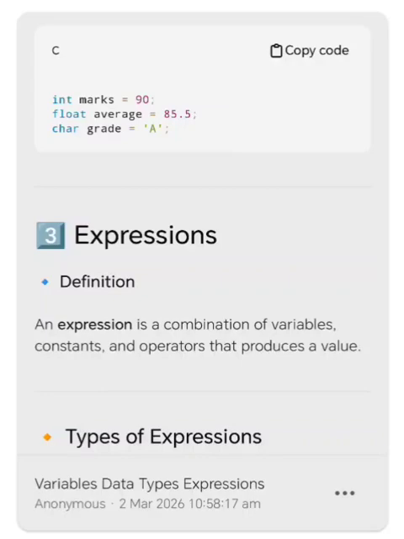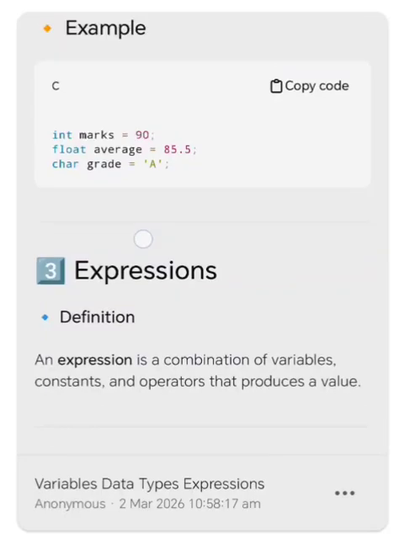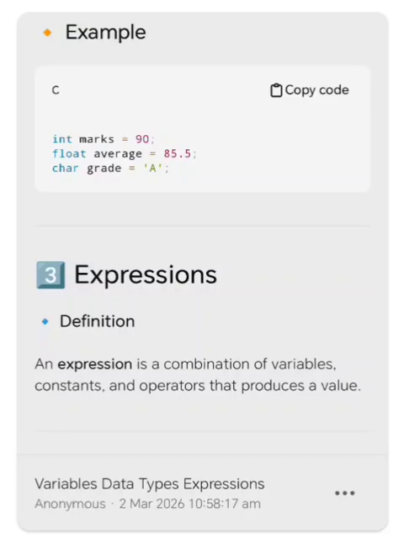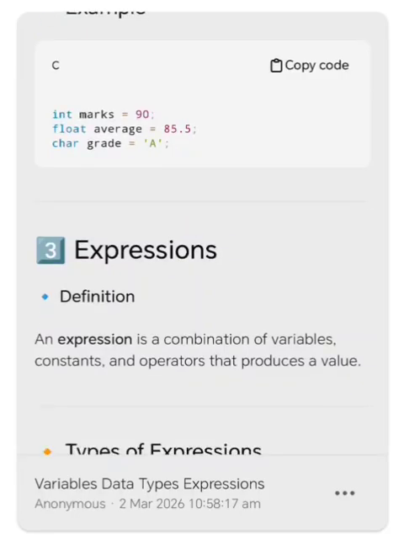So int, float, and char are your data types. Marks, average, and grade are your variables. And there are no expressions in this program. Here you can see the data types, variables, and variable values. The marks value is 90, the average value is 85.5, and grade is a. These are the values of the variables.